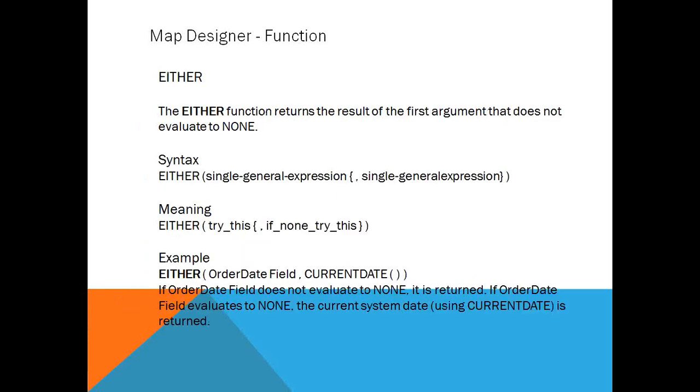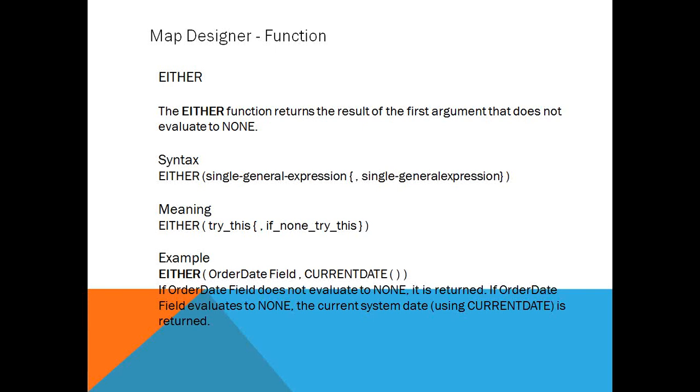Then the next function is either. Here, the either function returns the result of the first argument that doesn't evaluate to none. I already told you, right? You can give n number of expressions. If the first expression is not none, it will give that. First, it will try the first expression. If that is true, it will return the current value. If that is not true, it will go for the second. Even if that is also none, it will go for the third. If that is none, fourth, fifth, like that you can give. It goes from left to right.